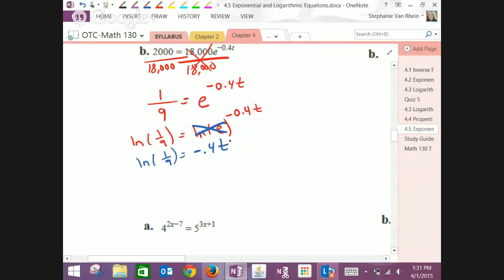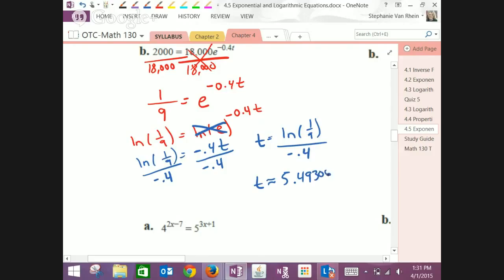How do I get t by itself? Divide by minus 0.4. This would give me t equals ln of 1/9 divided by minus 0.4. Plug that in my calculator, what do I get? Yeah, keep going.